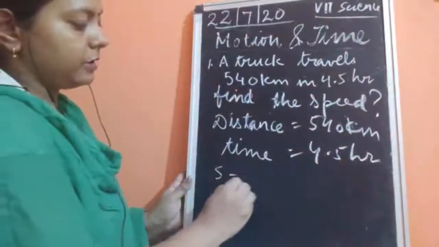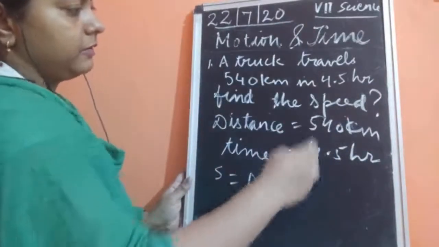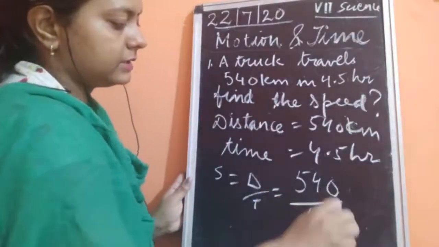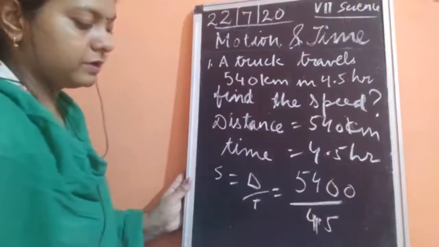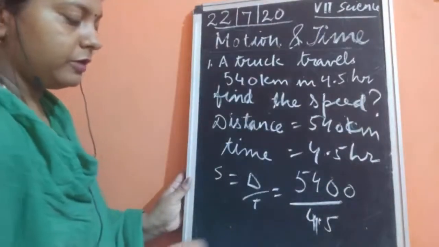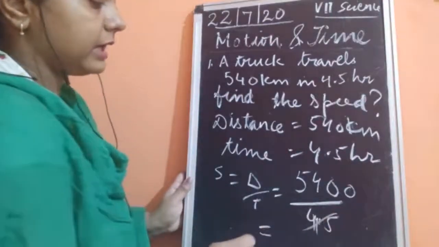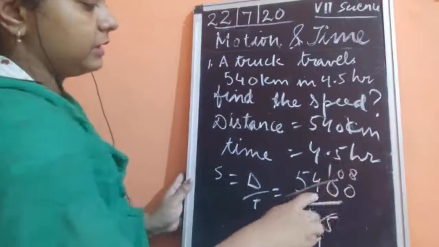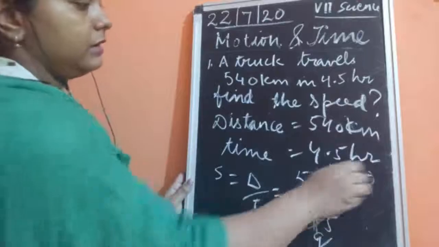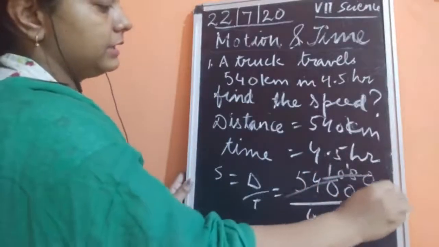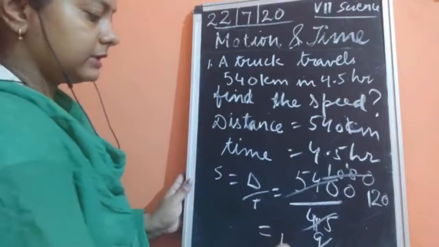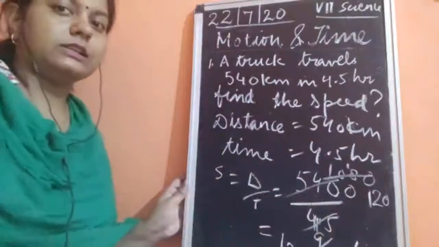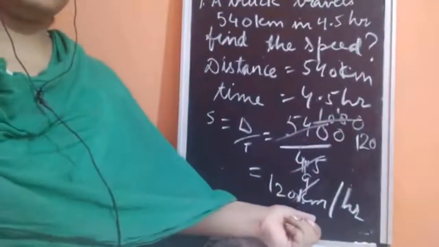You will just write down the formula for speed. Speed is equal to distance upon time, which becomes 540 divided by 4.5. The decimal goes off, then it becomes one more 0, and you are going to cancel this. What will you get? If you cancel this, 5 9s are 45, 5 1s are 5, 5 0, then 8, then 0, then 9, 9 1s are 9, 9 2s are 18. So you'll get the answer as 120 kilometer per hour.